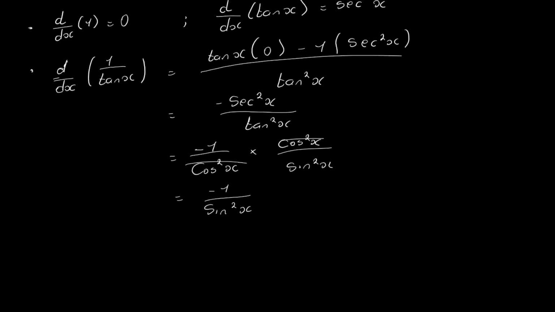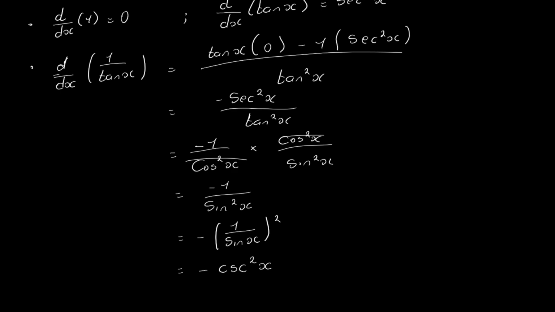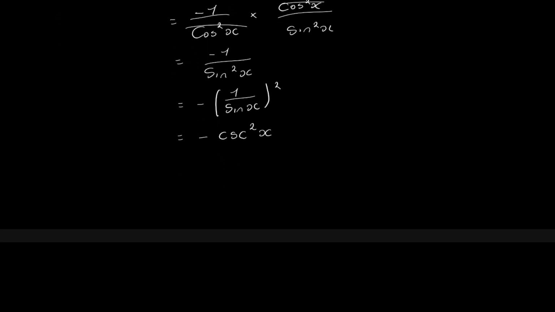So we can then conclude that, but yes, sorry, before that, we notice that negative 1 on sin squared x can be written in the form 1 on sin x, all that squared, which then simplifies to cosec x, because 1 on sin x is cosec x. It simplifies to negative cosec squared x. So therefore, the derivative of the function cot x equals negative cosec squared x. We box our answers. Always we box it.